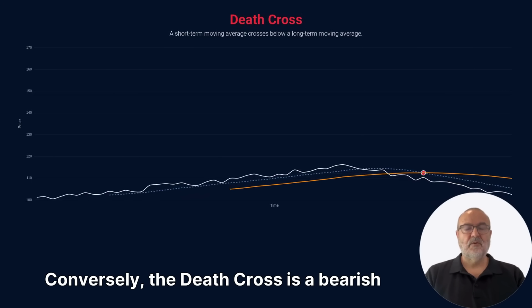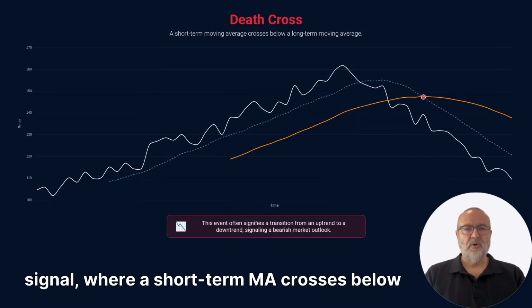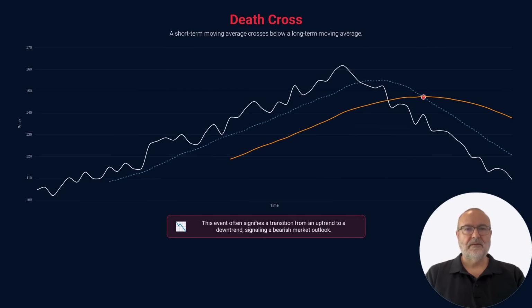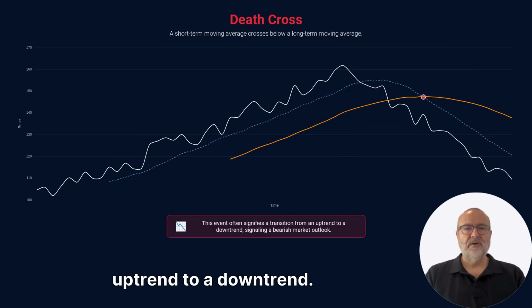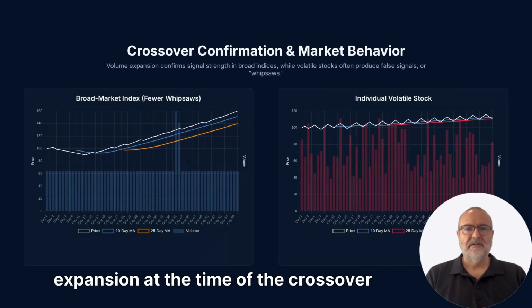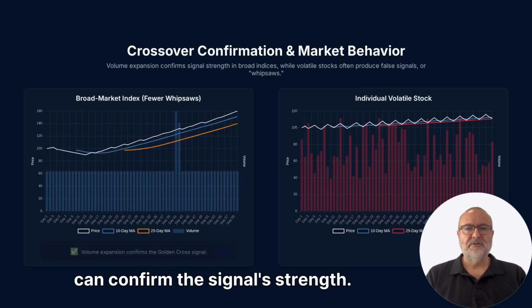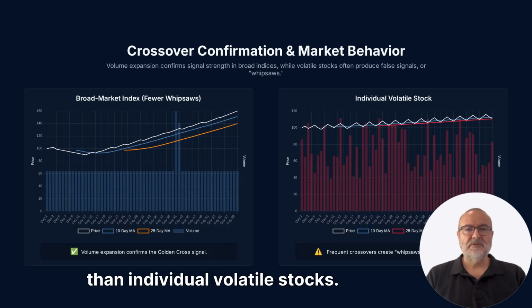Conversely, the death cross is a bearish signal, where a short-term moving average crosses below a long-term moving average. This often signifies a transition from an uptrend to a downtrend. For both golden and death crosses, volume expansion at the time of the crossover can confirm the signal's strength. Broad market indices tend to produce fewer whipsaws than individual volatile stocks.